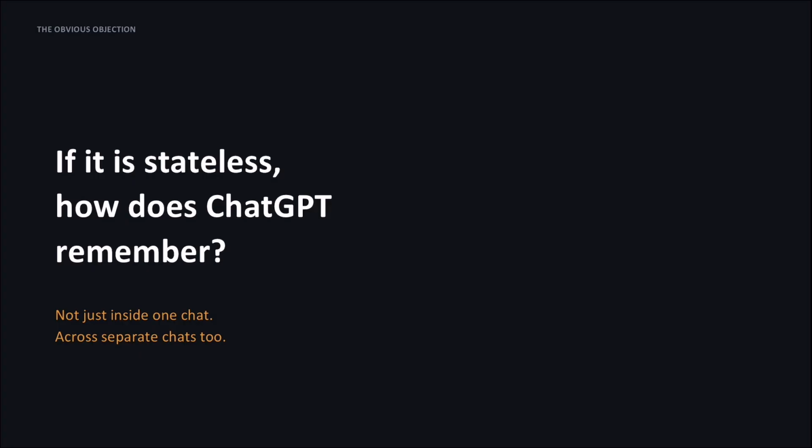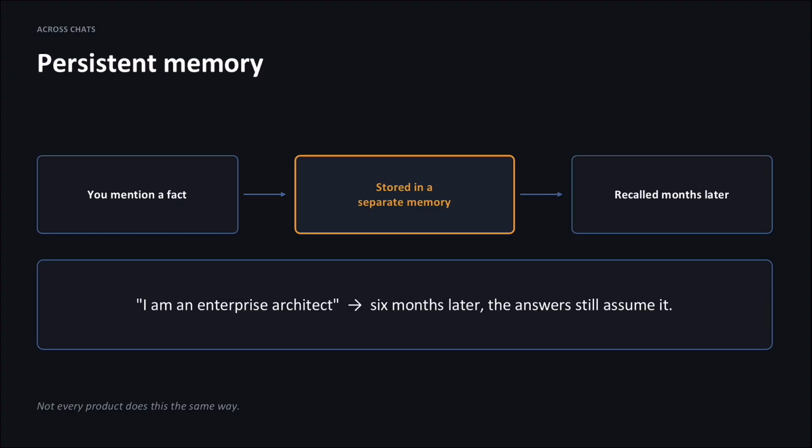So, for example, 6 months back, I had told ChatGPT that I am an enterprise architect. And many times while it is giving me answers, nowadays it says, since you're an enterprise architect, you can do this and this, so and so, right? So where does it come from? That means there is some kind of persistent memory which it is maintaining, right? So across chats, how is it maintaining? You mention a fact, as I told you, I am an enterprise architect.